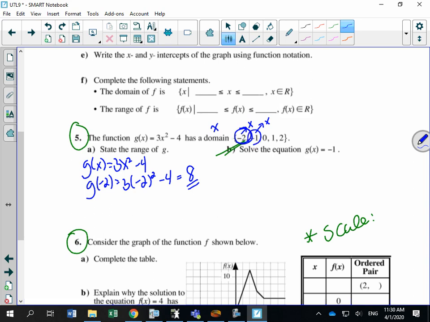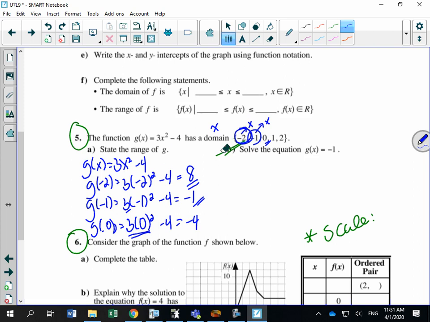Then they want you to plug in -1. G of -1. 3 times -1 squared minus 4. -1 squared is 1, times 3 is 3. 3 minus 4 is -1. So my range is -1. Then they want you to input 0. 3 times 0 squared minus 4. Anything times 0 is 0, so I get -4. That's my range.